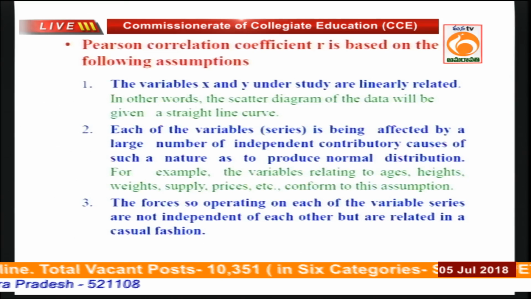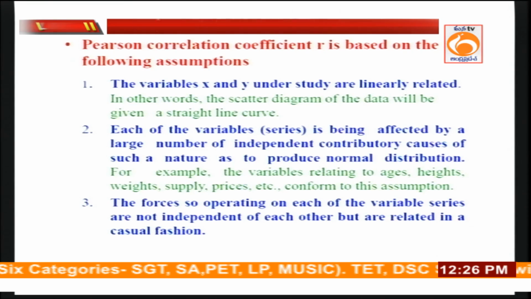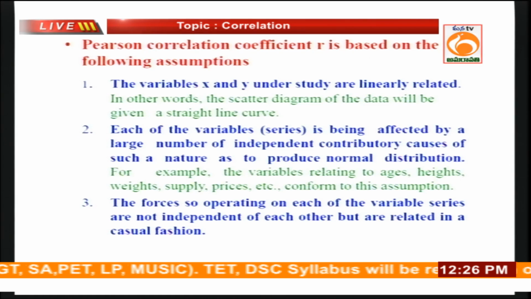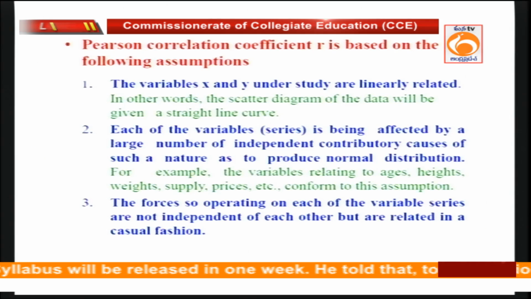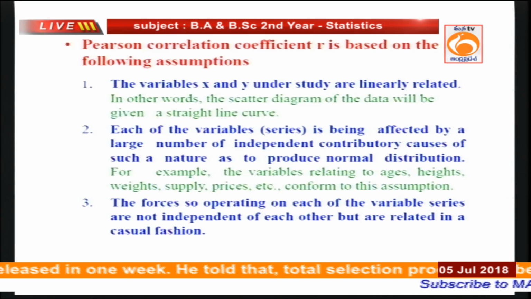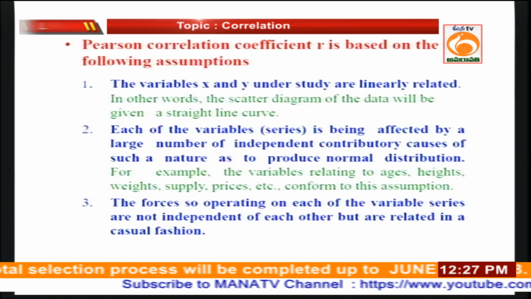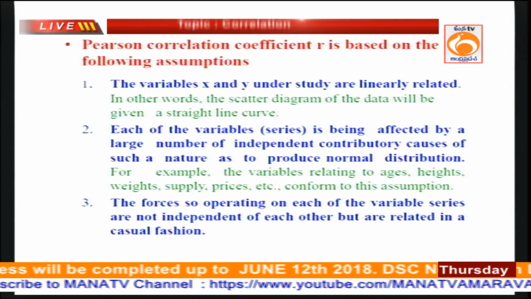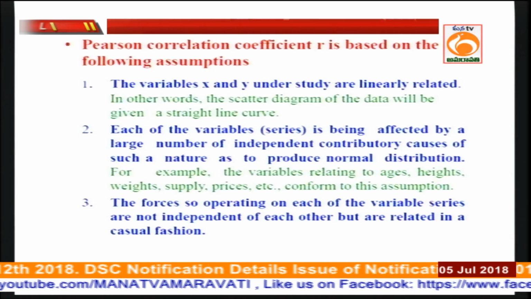Based on these assumptions, we have to solve any problem related to correlation analysis. The first assumption: the variables x and y under study are linearly related. This is a very important one. When the relation between the variables is linear, you have to use the Karl Pearson formula. Otherwise, we may use other techniques here.